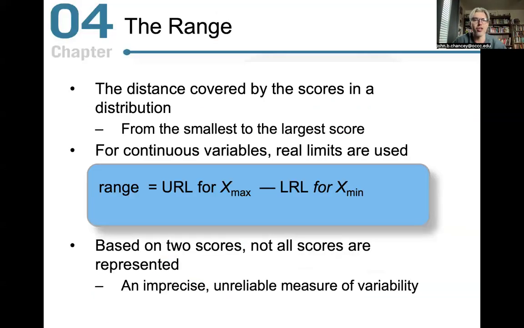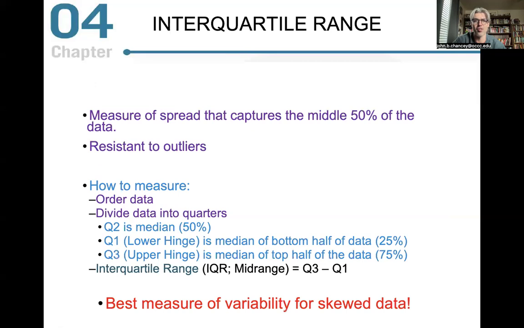So another way of thinking about range is smallest score to largest score. We want to arrange our data from smallest to largest, then we just subtract. If it's a continuous variable, remember, all of our continuous variables have an upper real limit and a lower real limit. All you have to do to find range in this case is subtract. But range always is max minus min, our maximum value minus our smallest value. Based on only those two scores, we're not really accounting for all the other scores, so it can be kind of imprecise and not always the most reliable measure of variability. So it's a good starting place, but it's not the best.